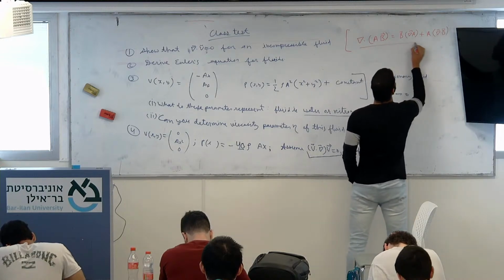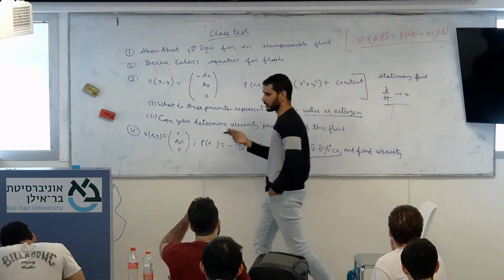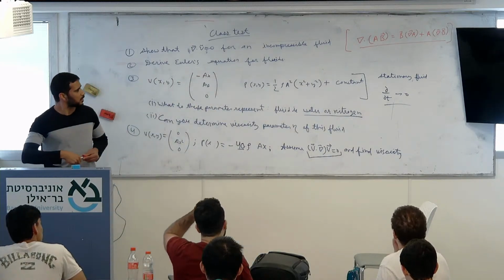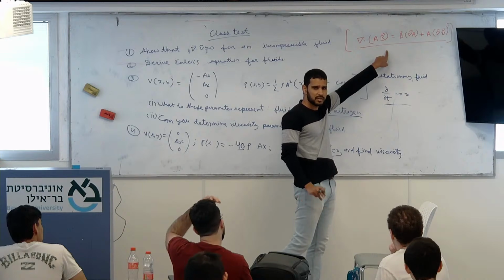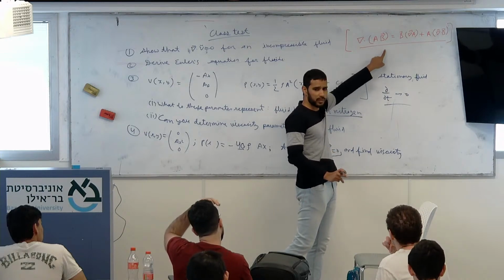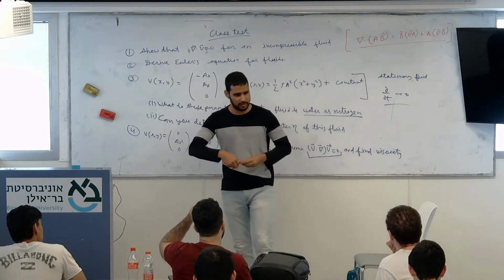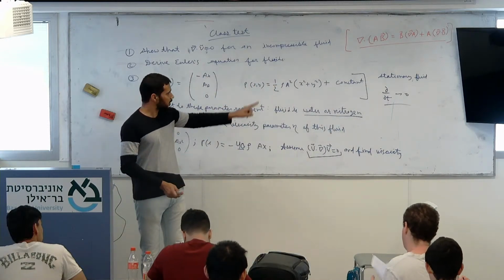You will need this here. The first question. Here A is a scalar and B is a vector. This comes where it's rho V in the continuity equation. So you need that one.